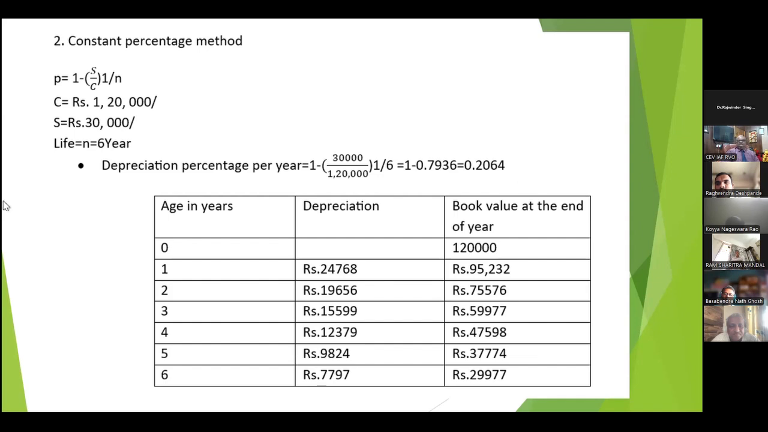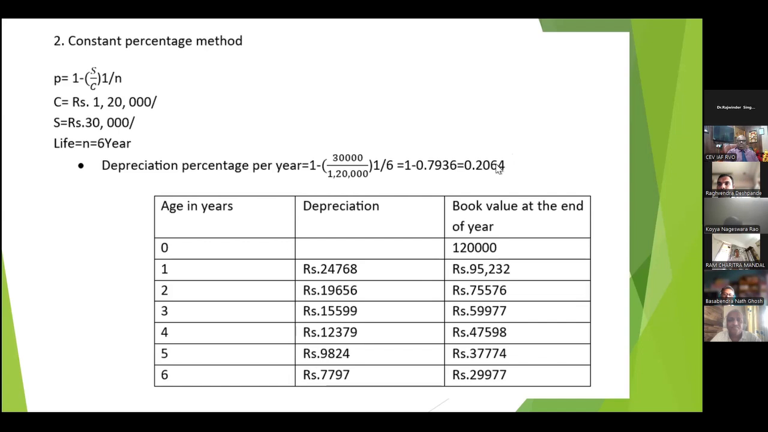The next is constant percentage method. So in the constant percentage method, P is equal to 1 minus (S upon C) raised to the power 1 upon N. S is given to you as 30,000. C is 1,20,000. You put the values in the formula, and life is 6 years, so N is 6. It comes out to be 0.2064. So the percentage comes out to be 0.2064.